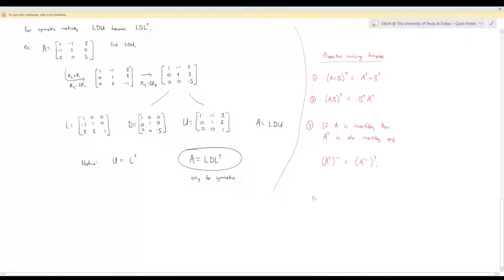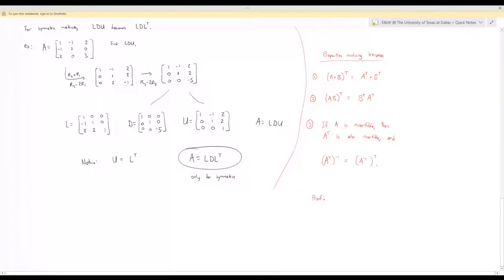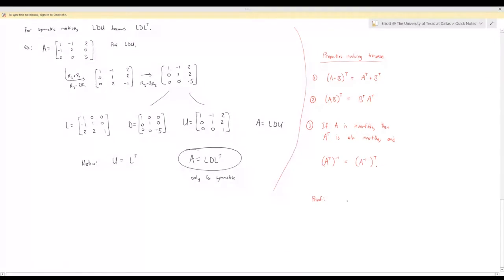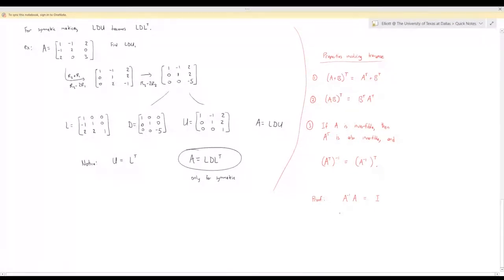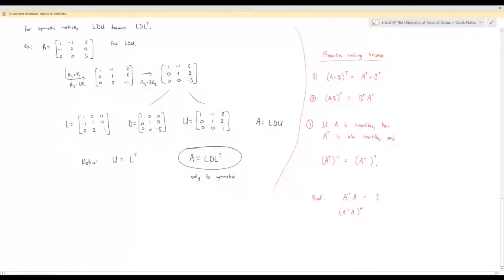It's pretty short, so let me give a quick proof of that third property. It's going to be useful to see a couple of proofs on occasion. So since A is invertible, we know that multiplying A with its inverse will give you the identity matrix. So what we can do is transpose both sides of this equation.